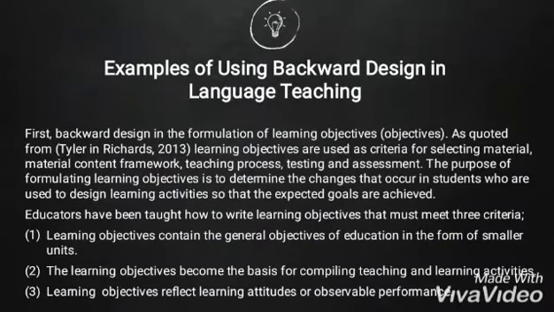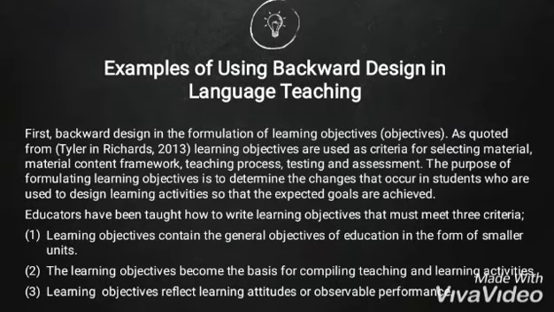Today I will explain to you an example of using backward design in language teaching. First, backward design in the formulation of learning objectives. As quoted from Tyler in Richards 2013, learning objectives are used as criteria for selecting material, content framework, teaching process, testing, and assessment. The purpose of formulating learning objectives is to determine the changes that occur in students, which are used to design learning activities so that the expected goals are achieved.